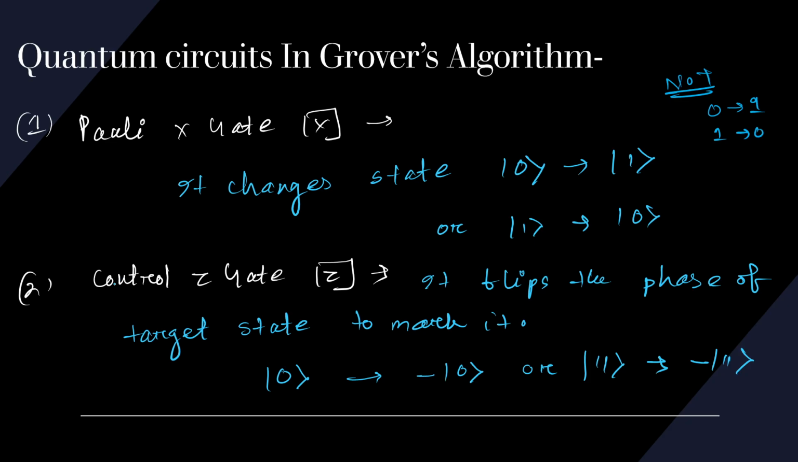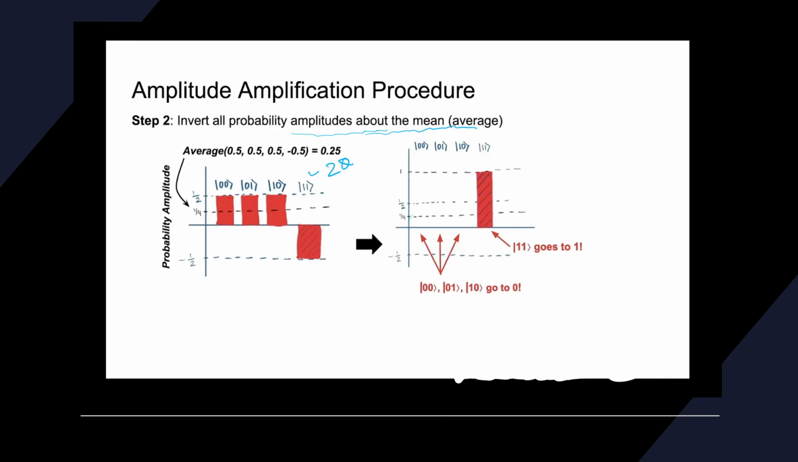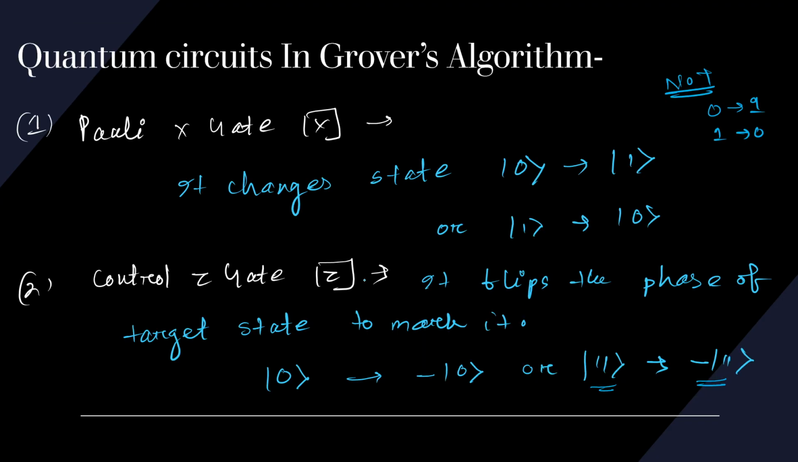Now when I talk about the controlled Z gate, it flips the phase of the target state to mark it. That means when we have 0 as a target state, it will make it -0, or if you have 1 as the target state, it will mark it as -1. Like the previous example, where I had the target state as 1, the first inversion takes place where it flips, or changes, the magnitude towards its negative form. It is just like that. The controlled Z is forming this.